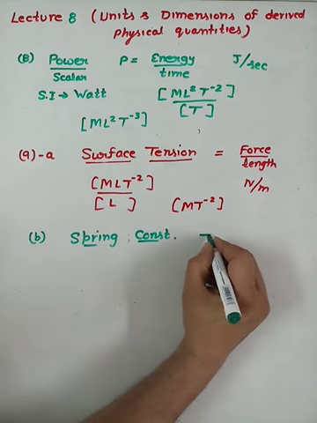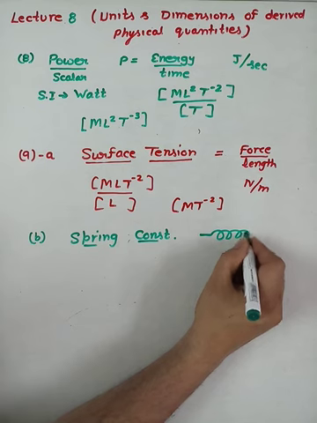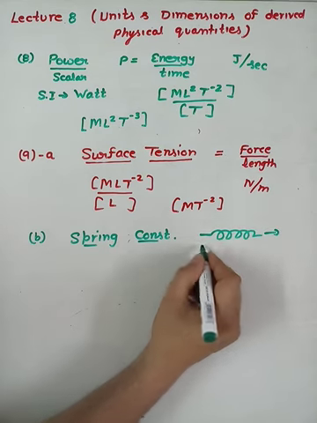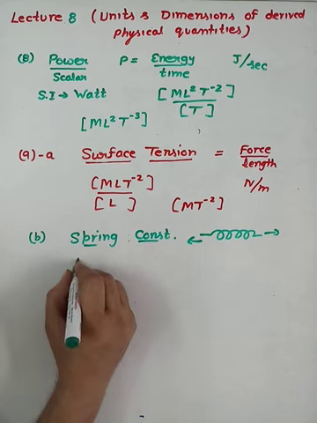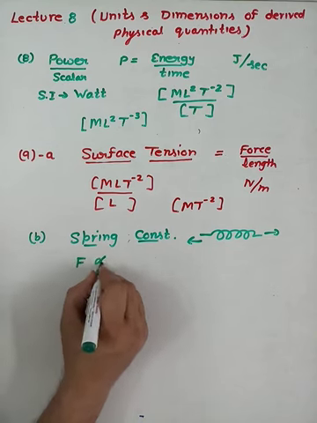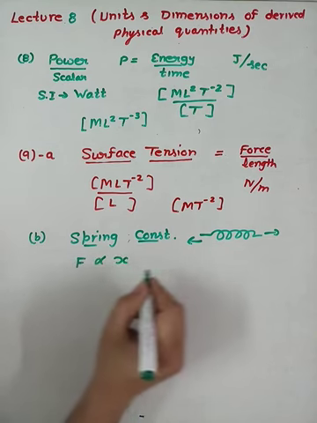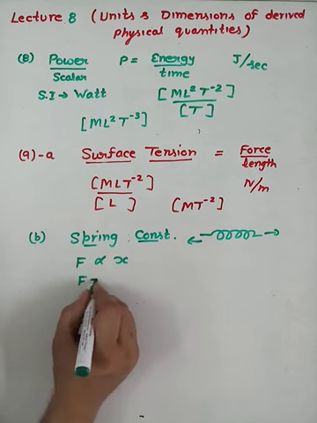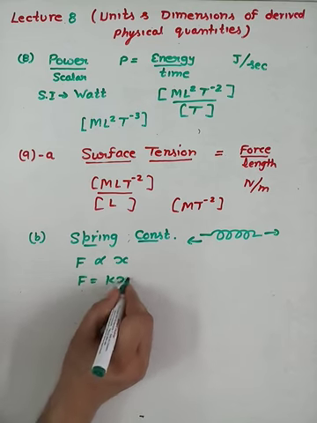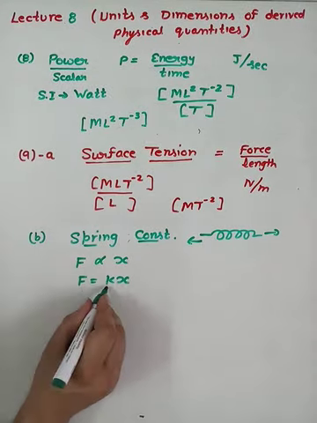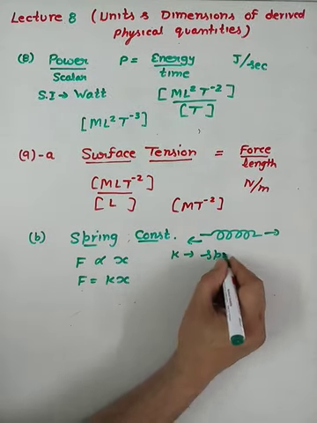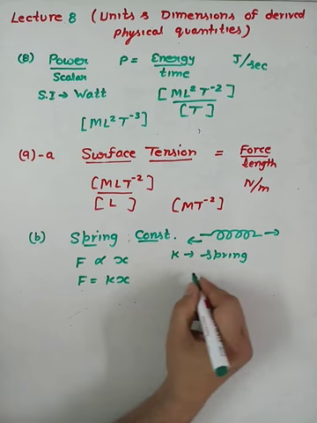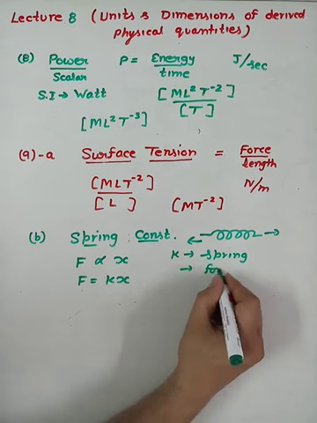If we exert force on a spring, it will exert a restoring force, and this restoring force is directly proportional to the displacement, and we get F equals kx. This k you can call either a spring constant or a force constant.